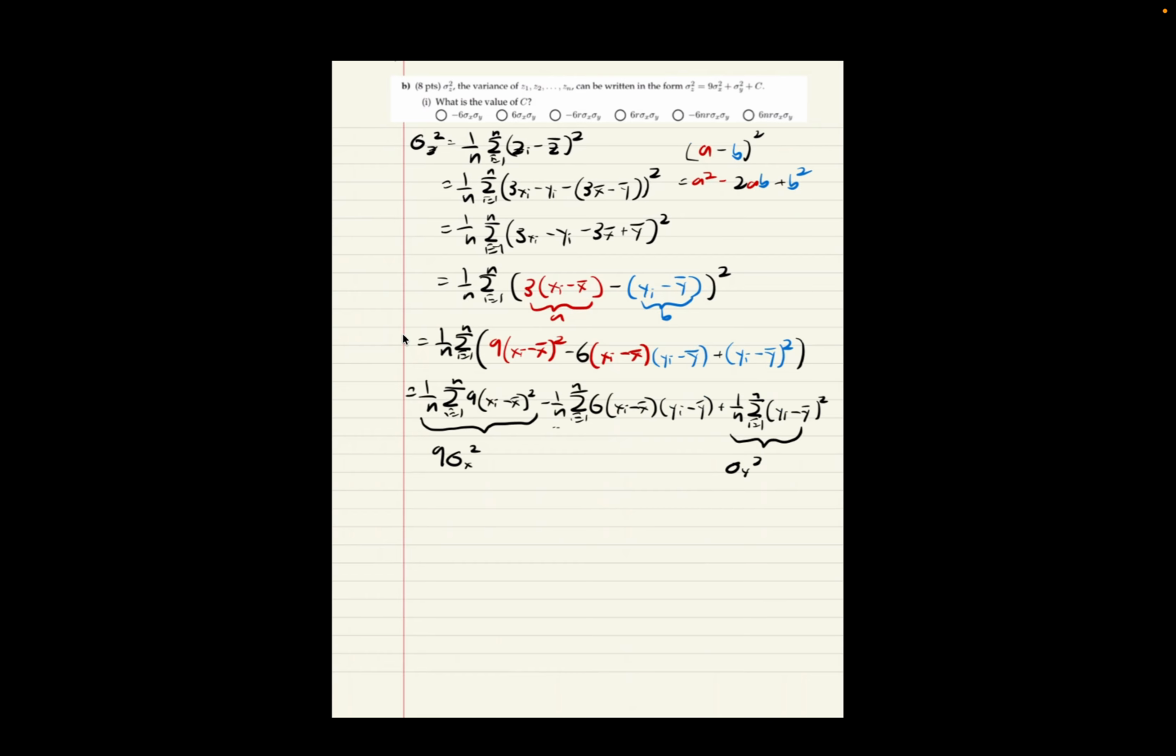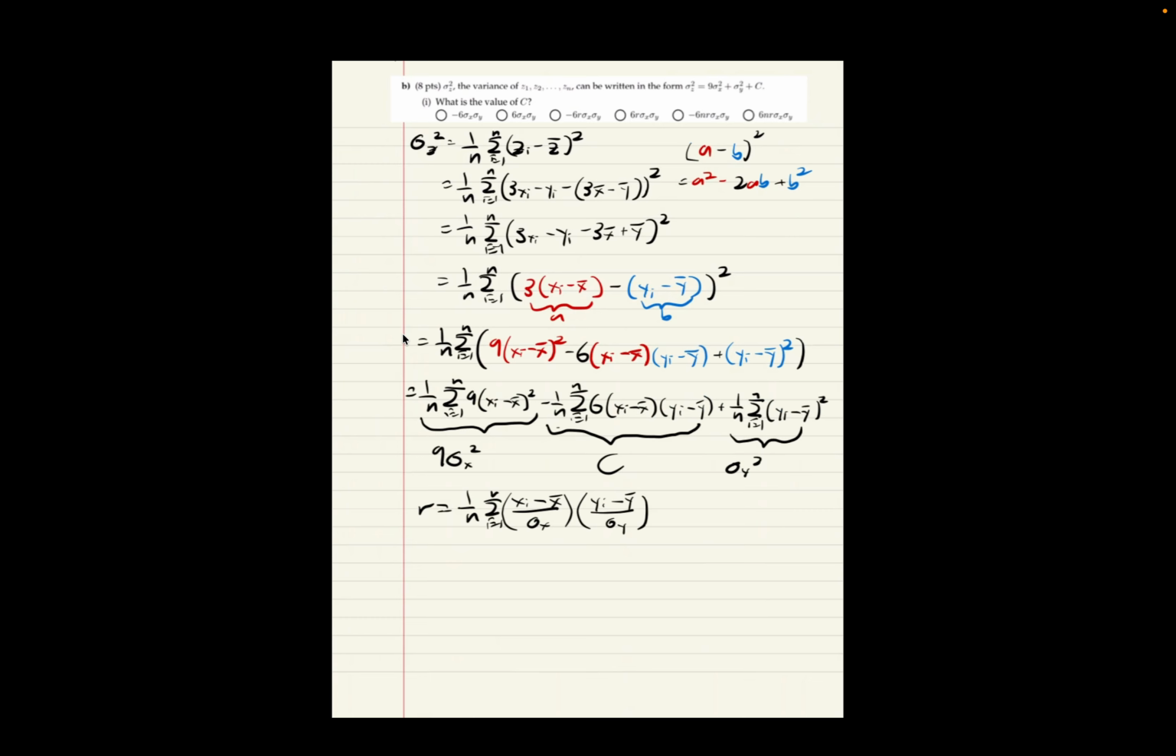In other words, this middle term right here, this minus 1 over n times the sum of 6 times xi minus x bar times yi minus y bar, this is going to be our c. And so we want to simplify this term further. How are we going to do that though? Well, we can actually use the definition of the correlation coefficient here. The correlation coefficient is defined as 1 over n times the sum of each xi minus x bar divided by the standard deviation of the x's times each yi minus y bar over the standard deviation of the y's, right?